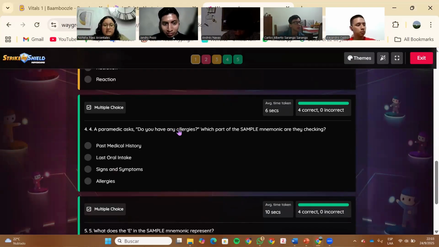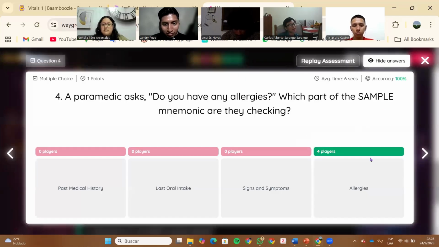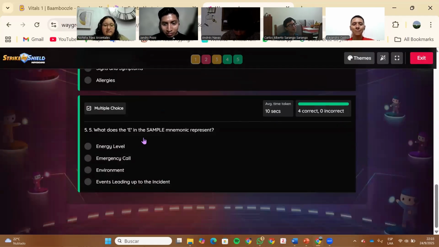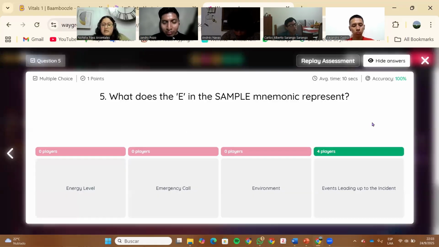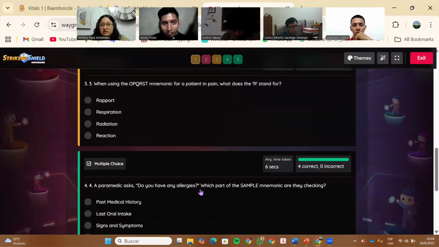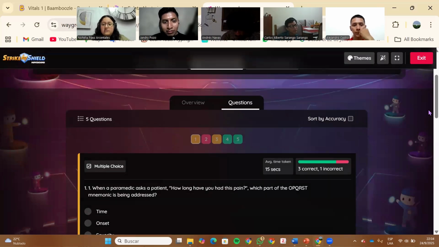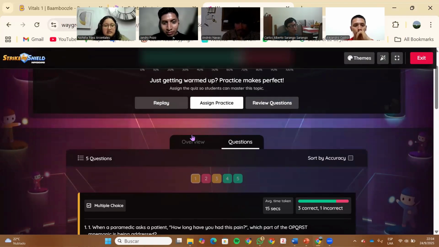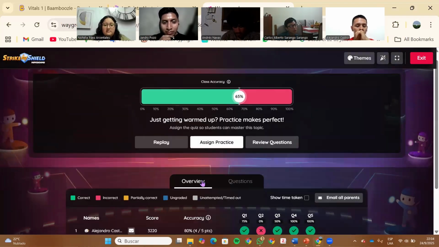Next one. A paramedic asked, do you have any allergies? Which part of the SAMPLE mnemonic are they checking? All of you got it correct. It was allergies. And the final one: what does the E in the SAMPLE mnemonic represent? It represents events leading up to the incident. So, I think all of you did quite a good job. We can practice a lot more, but it was okay.